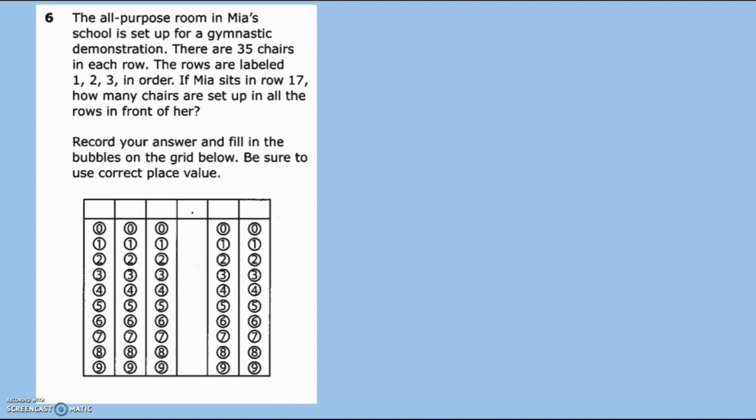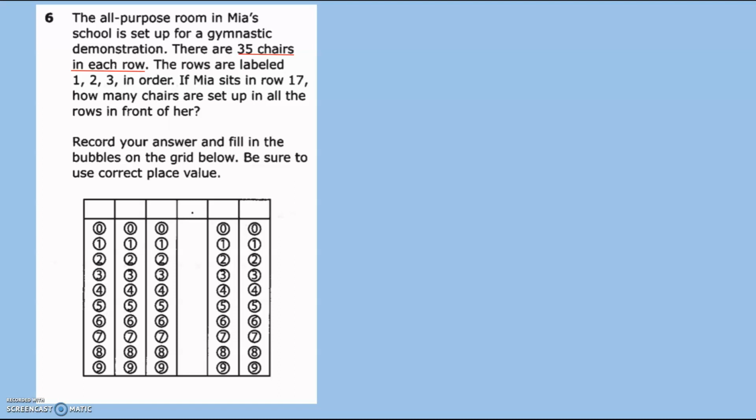The all-purpose room in Mia's school is set up for a gymnastic demonstration. There's 35 chairs in each row. The rows are labeled 1, 2, 3 in order. If Mia sits in row 17, how many chairs are set up in all the rows in front of her?